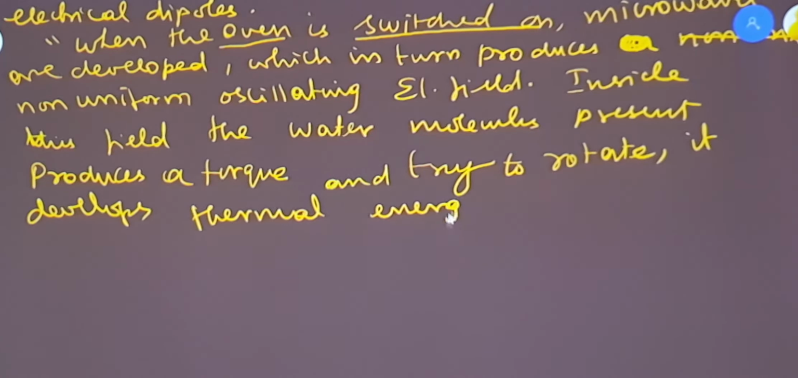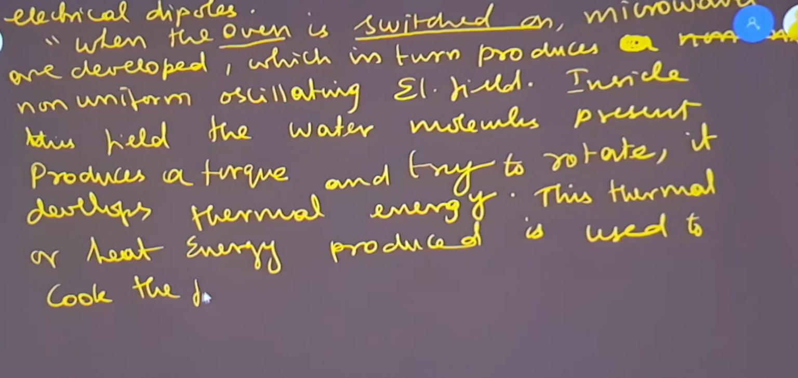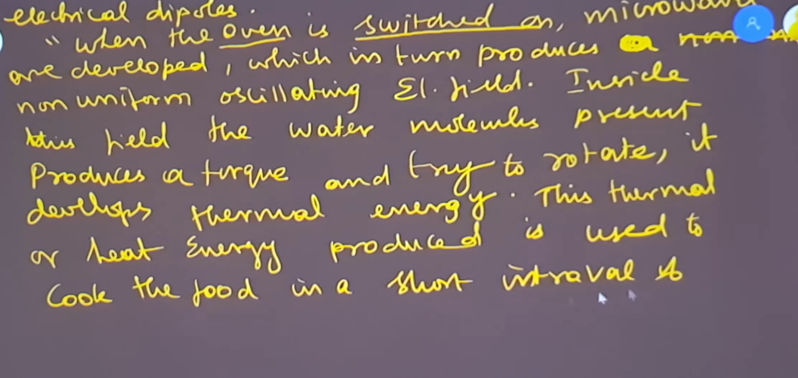This thermal or heat energy produced is used to cook the food in a short interval of time. That is the answer: the food can be cooked easily and quickly.